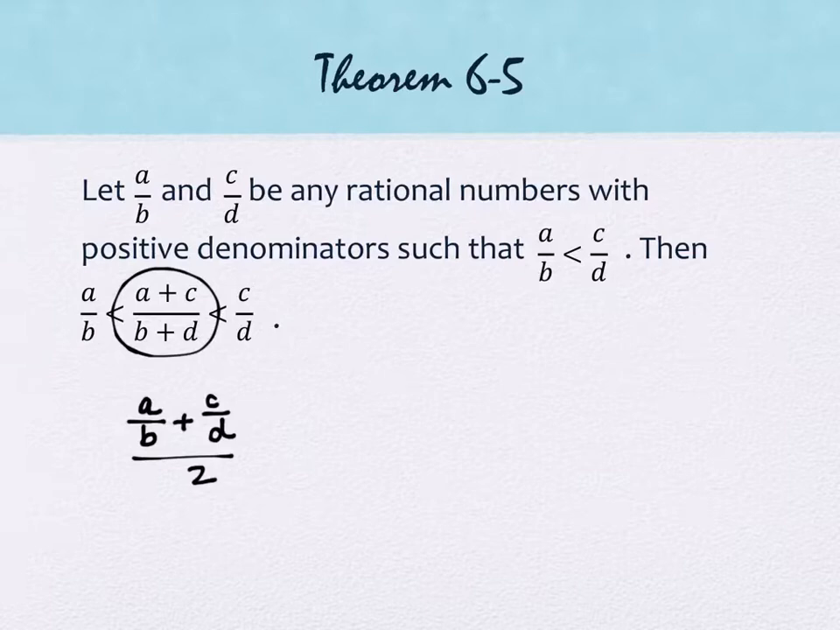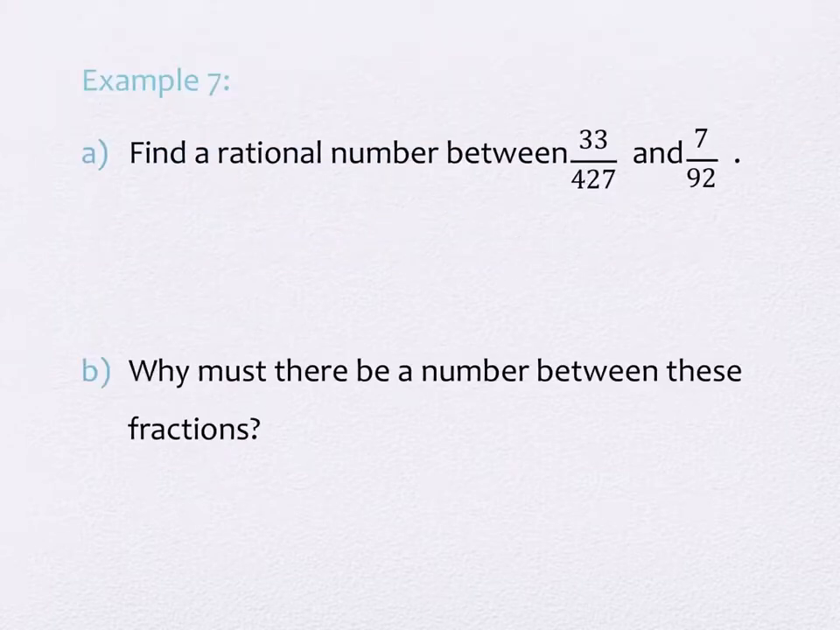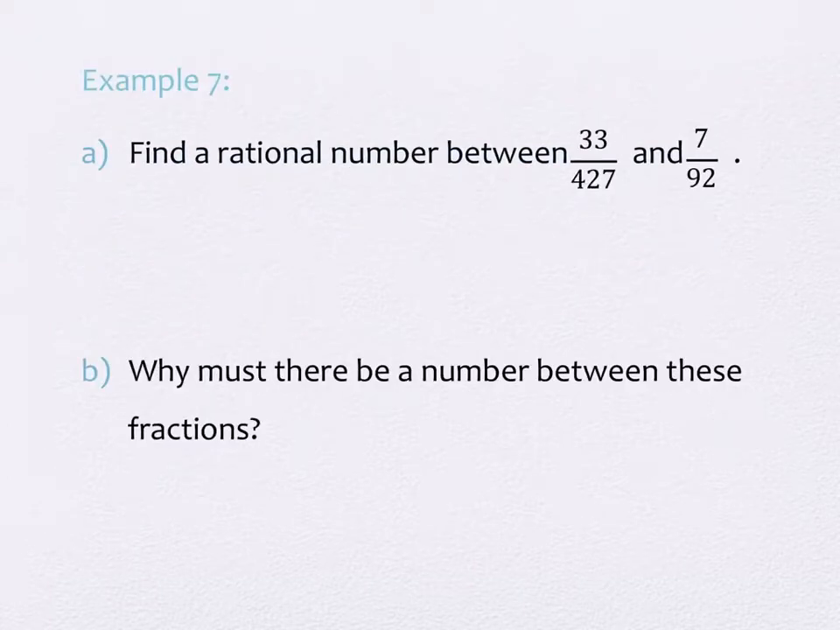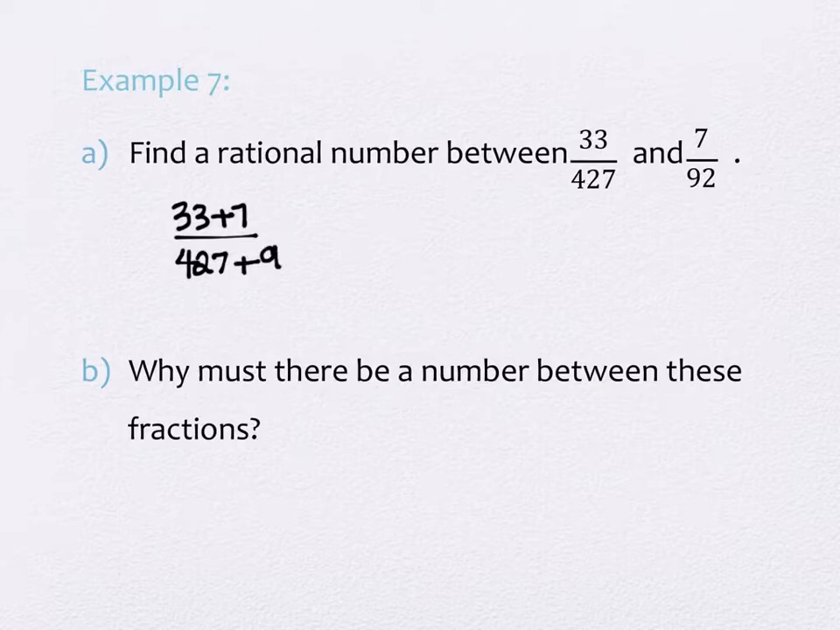It's pretty clean. So if we take a look at an example of that, we have 33 over 427 and 7 over 92. So according to this theorem, 6.4, what can I do? 33 plus 7 over 427 plus 92. Exactly. So the top I can see is 40. What's the denominator?